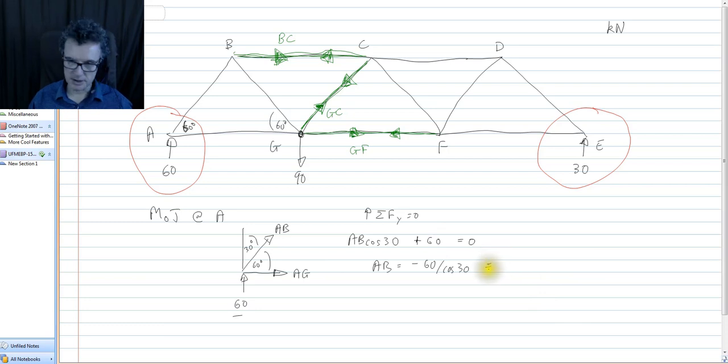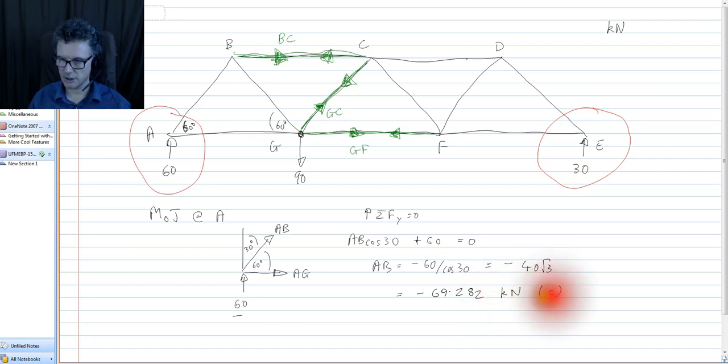So that is minus 40 root 3. Let's write this out in real money. Do that by pressing the SD button, and we get minus 69.282. Use 5 significant figures if you're doing real numbers. I'm going to tell you it's in kilonewtons, and I'm going to tell you that it's in compression because I've got a minus sign. So minus means it's always in compression. Okay, so that's found my AB there.